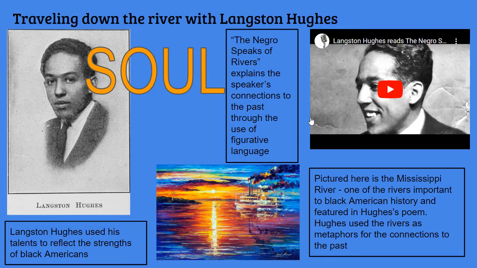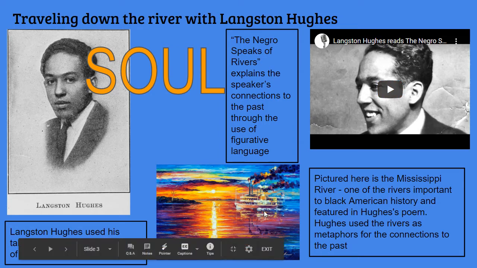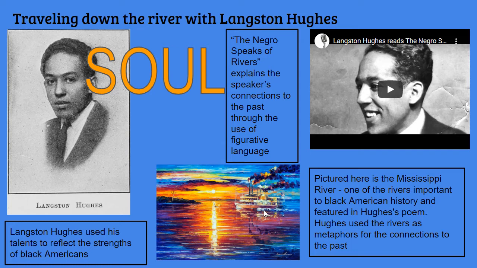In the poem, you heard Langston Hughes make references to many rivers. He uses these rivers as symbols. Pictured here is the Mississippi River, one of the rivers important to Black American history and featured in Hughes's poem. He uses these rivers as metaphors for the connections to the past. Specifically, he says, my soul has grown deep like the river. So that figurative language really shows the connections that we have to our past. As you continue through the exhibit, you will see other writers and artists who also emphasized our strong connection to the past and what it can teach us.